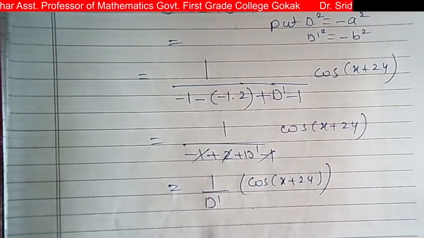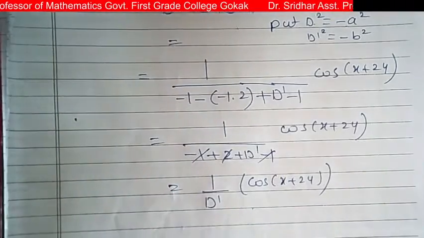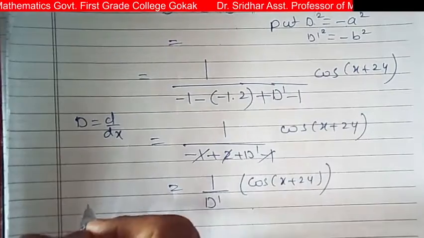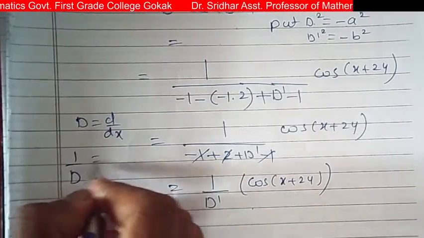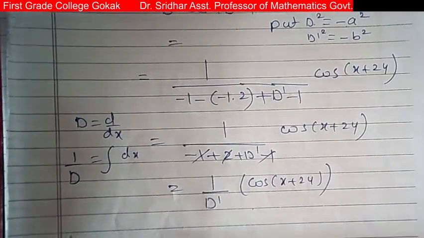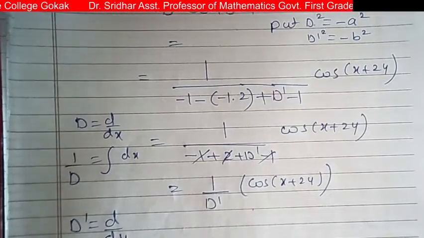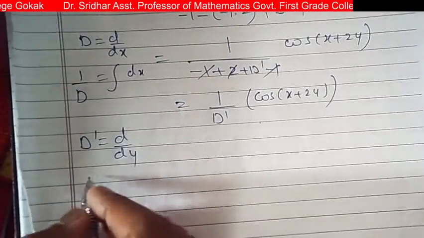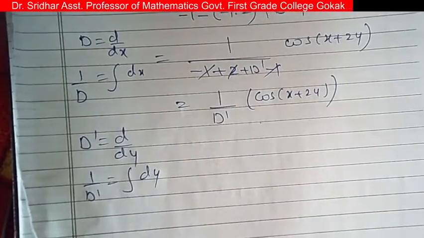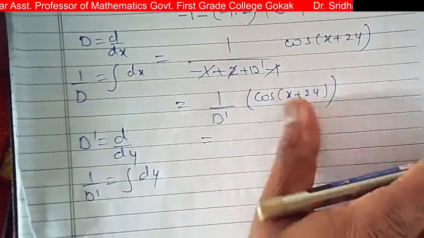Now we already know that D is differentiation and 1 by D is integration. So D is differentiation with respect to x, and 1 by D is integration with respect to x. Similarly, D dash is differentiation with respect to y, whereas 1 by D dash is integration with respect to y. This you should remember.